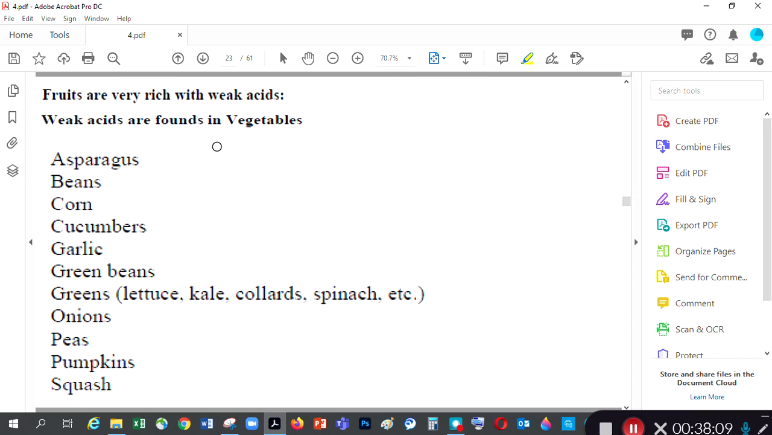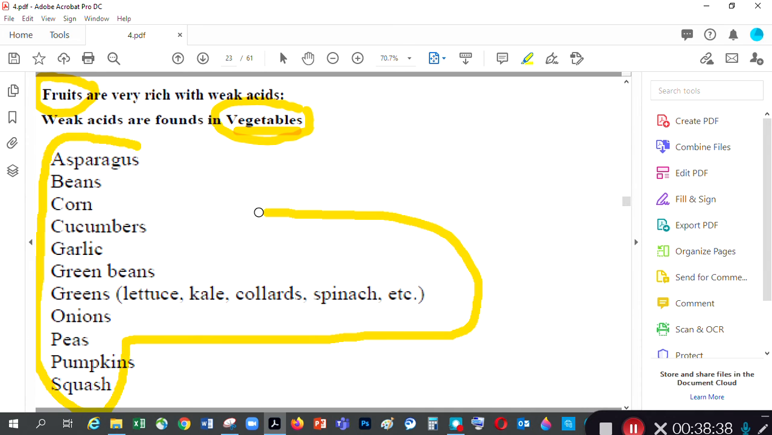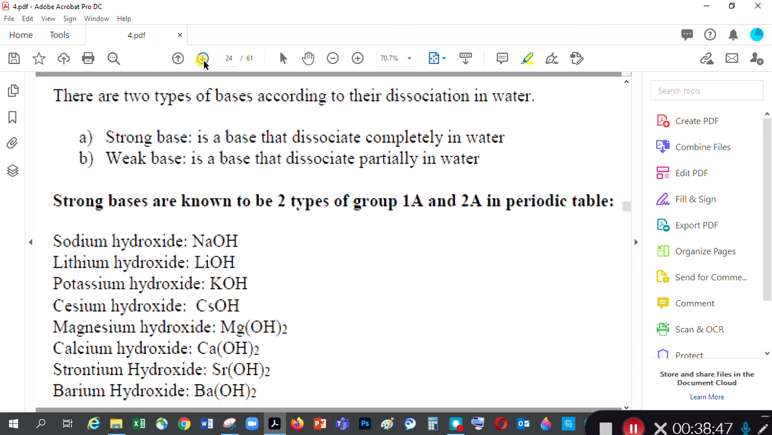The same thing here, we can see that the weak acids are more abundant. The strong acids, we have only 7. And the weak acids, I don't know, maybe thousands and thousands of them are present in the vegetables and the fruits. So fruits and vegetables provide a lot of weak acids, you can find the acids in them. So now we'll go to the bases.